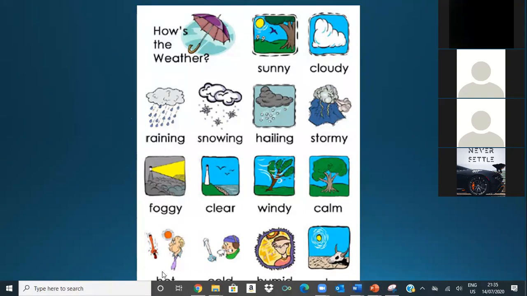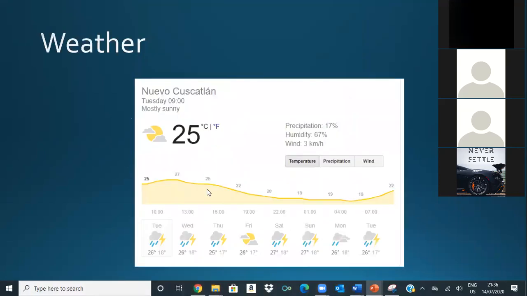And then you have the temperature, right? Hot, cold, humid, dry. Repeat. Hot. Cold. Humid. Dry. Okay, very good. Now, I want to show you a picture.